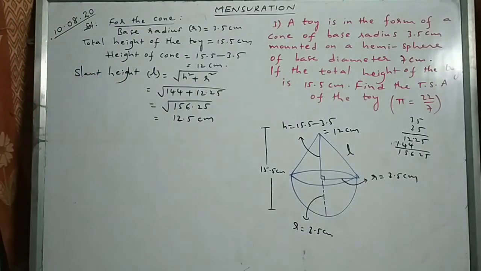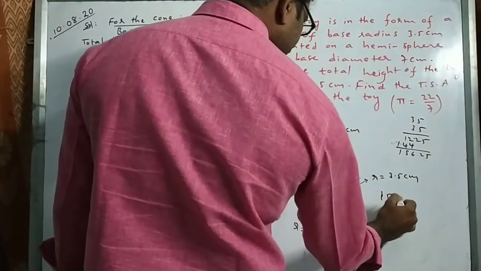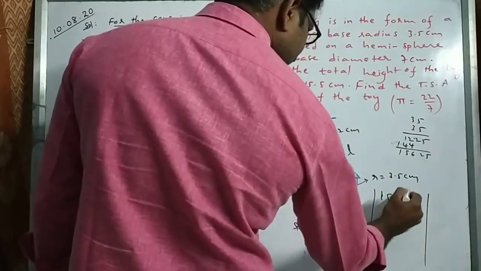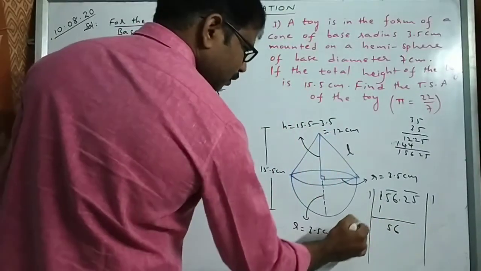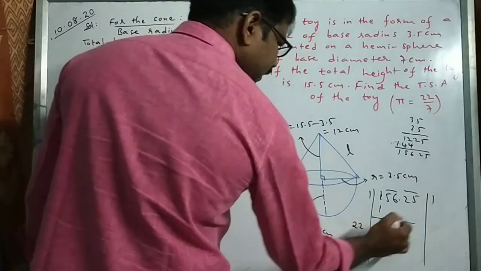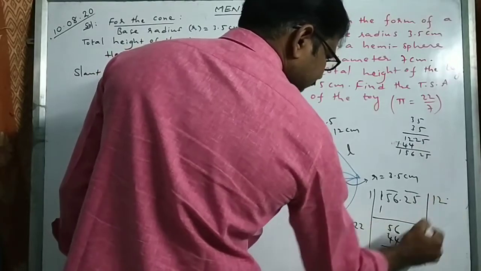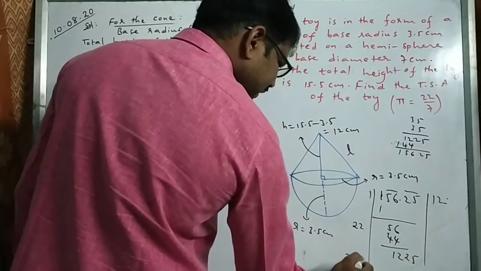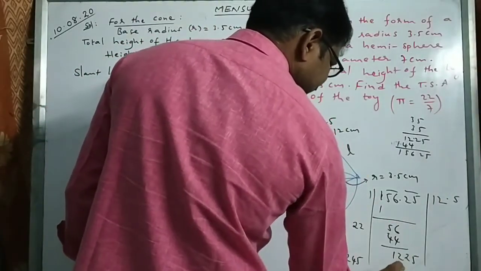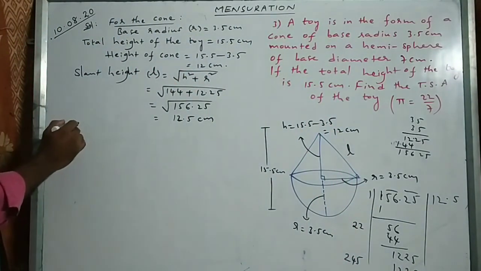You can use the division method to find the square root. I told you already the division method. Do you remember? 156.25. Take two digits. 1 1s are 1. 56 can be brought down. Double of 1 is 2. So 22 2s are 44. Decimal will go there. 25 should be brought down. The 2 will become 4. Since the last digit is 5, we will get 5 as it is. So the square root is 12.5 cm. So slant height is there.